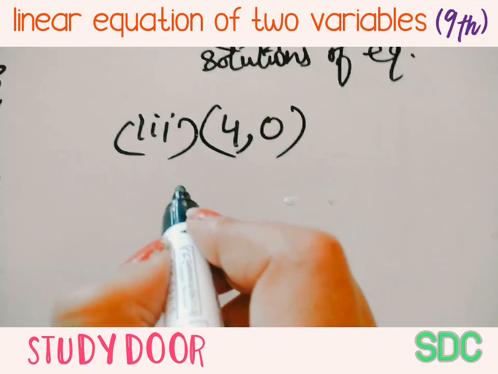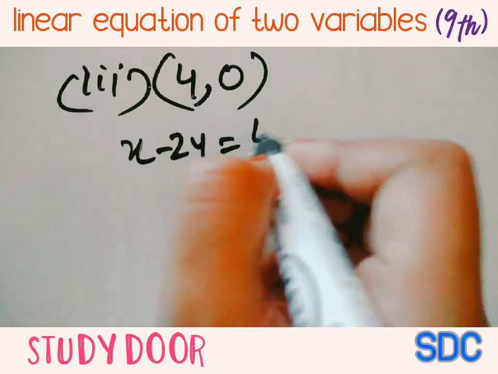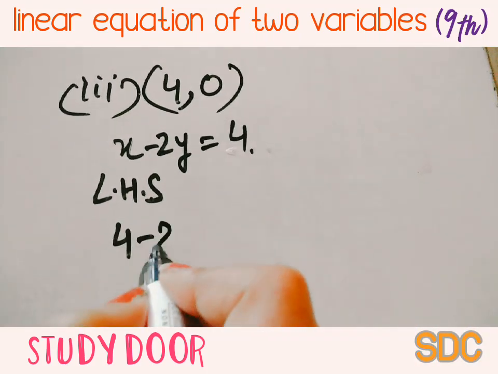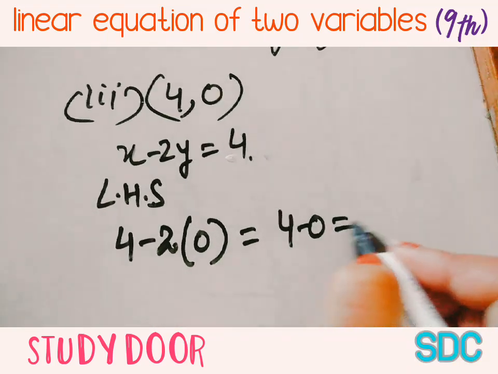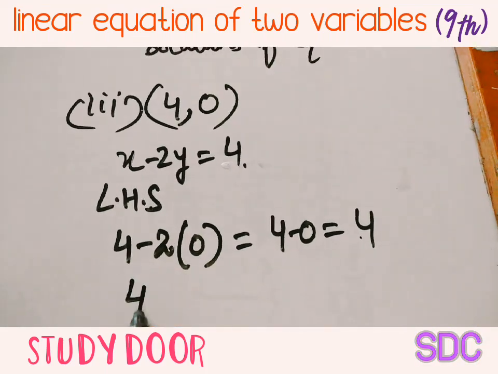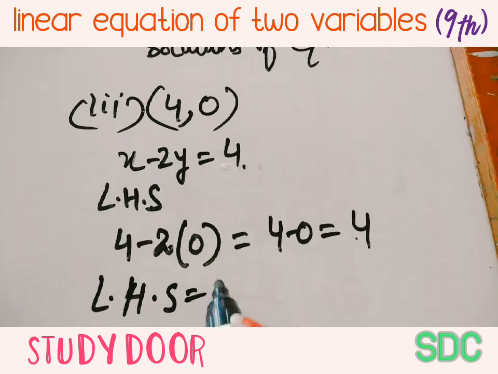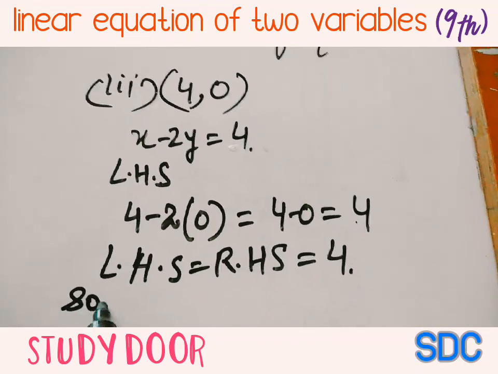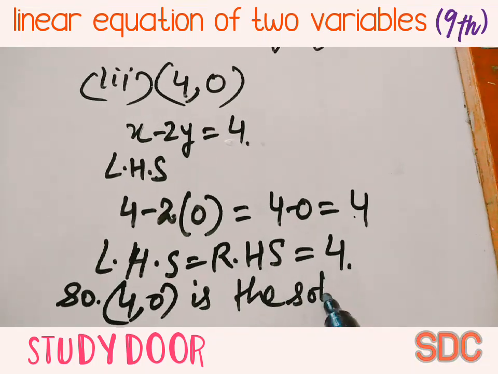Now the third sum, that is 4 and 0. Now we will put the values of 4 and 0 in the equation. We have the equation x minus 2y is equal to 4. From the left hand side, the value of x is 4 and the value of y is 0. Put the values: 4 minus 0 is equal to 4. Now both values are equal, which means the left hand side is equal to the right hand side, which is 4. So we can write that 4 and 0 is the solution of the equation.